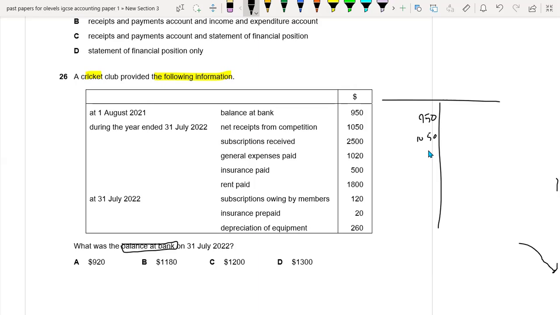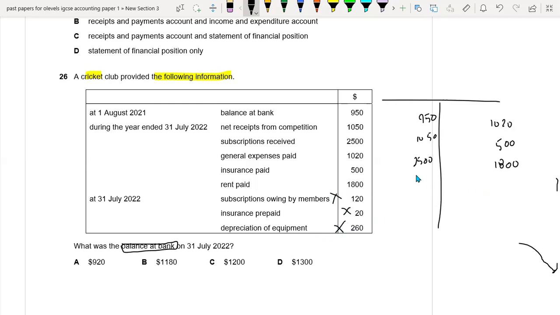Okay, and subscription received. This is also 2500 on the debit side. General expenses paid. This would be carried. Insurance paid. This is also carried. Rent paid. This is also carried. Subscription owing by members 120. So we will not record it. We will be recording it in the subscription account. Insurance prepaid, this is not related to this. Depreciation for the equipment, this is not.